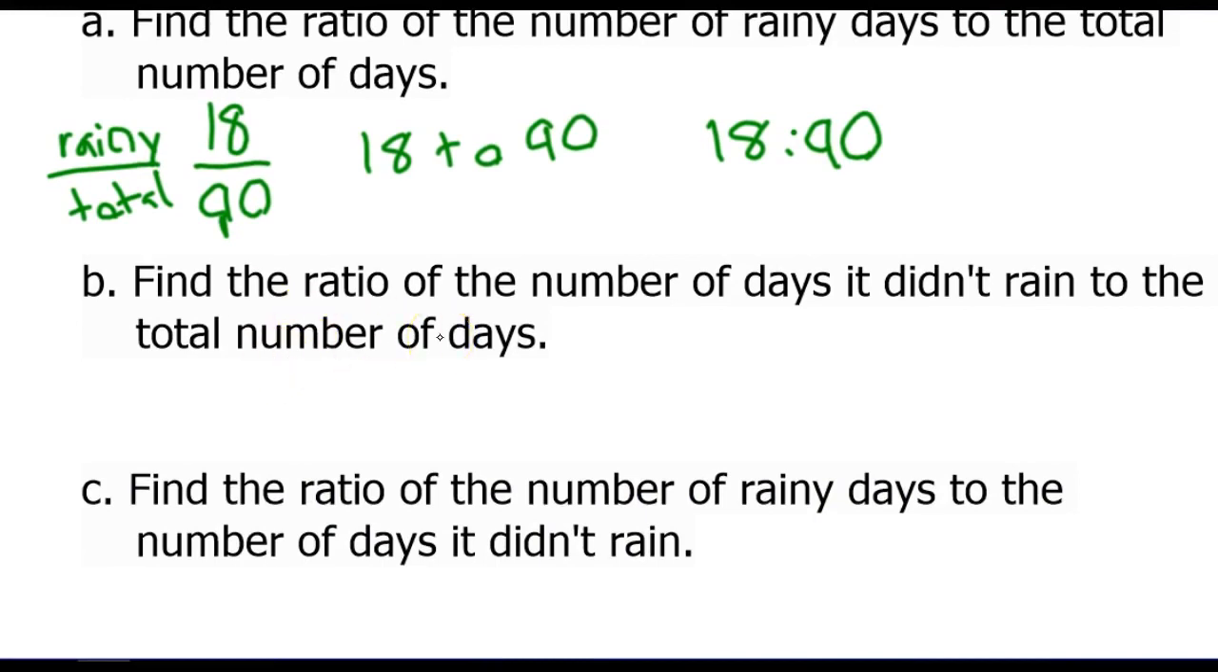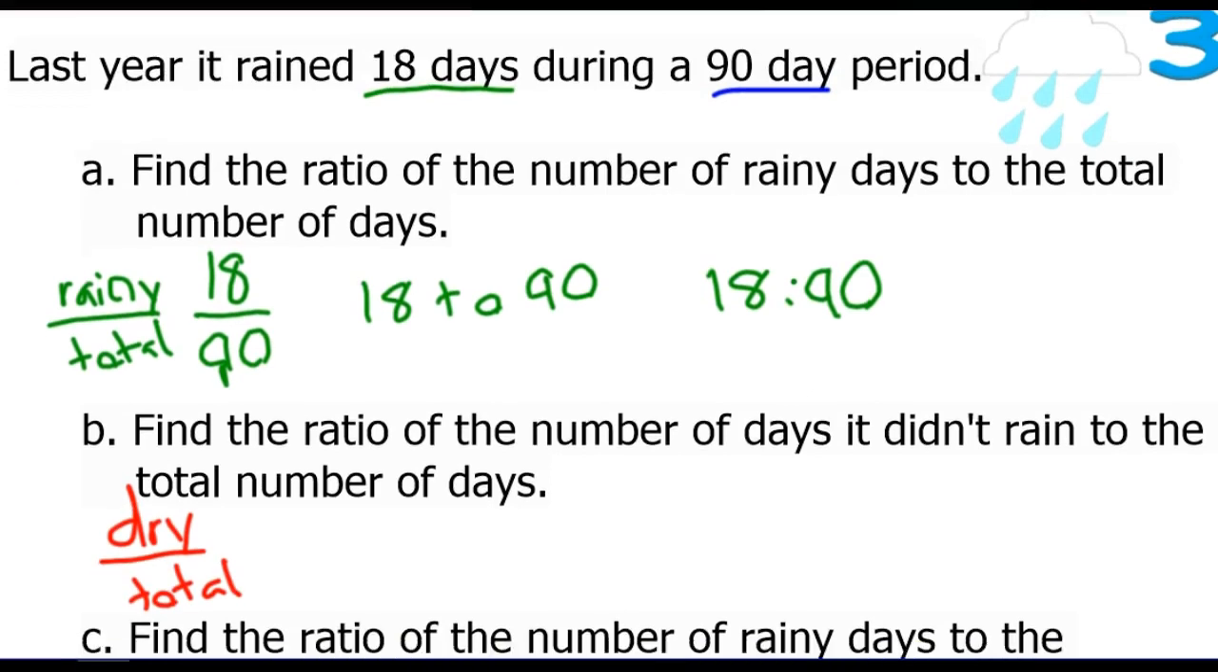Here it says find the ratio of the number of days it didn't rain to the total number of days. So we'll say dry days to total. Well, we know that out of 90 days, it rained 18. So I'm going to take 90 minus 18 to find the number of dry days. That's going to give me 72 days. So our dry days are 72, and then our total still is 90.